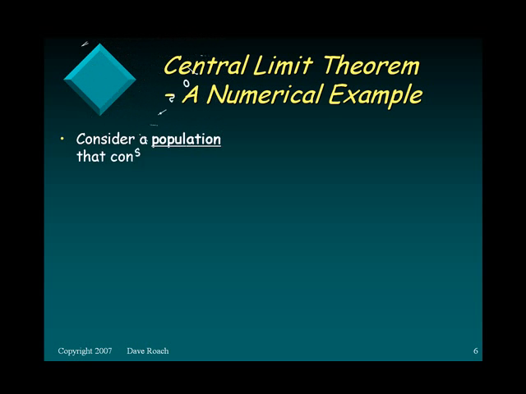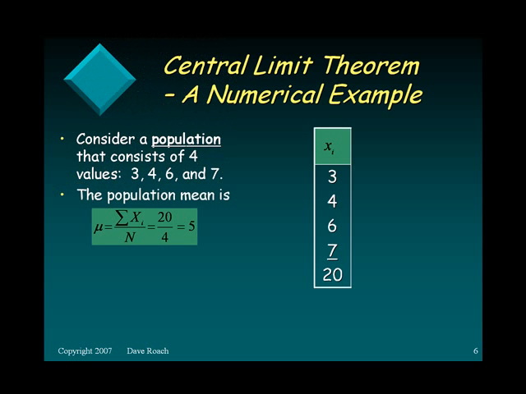Well, we're going to start with a population that consists of 4 values, 3, 4, 6, and 7. We're going to compute the mean of that population. Just add up the x's and divide by the size of the population. So 20 divided by 4 is 5.